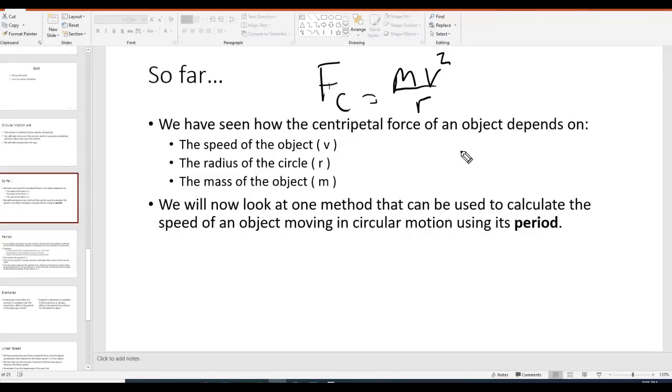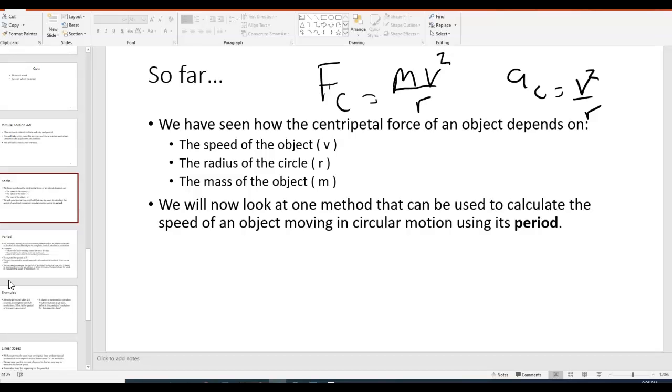And so what we're going to talk about now is something that can be used to calculate the speed, and then once you have the speed, you can plug back into this equation or into the equation for centripetal acceleration, which, just to recall, is v squared over r. Okay, and so we're going to see some multi-step calculations. Okay, and this concept is what's called period.